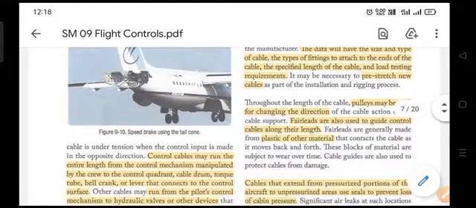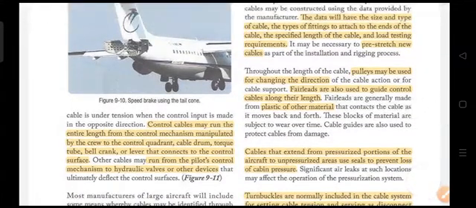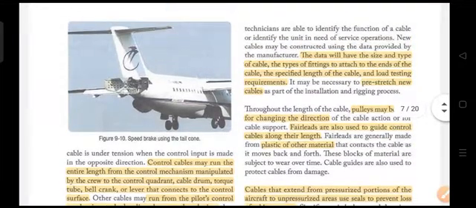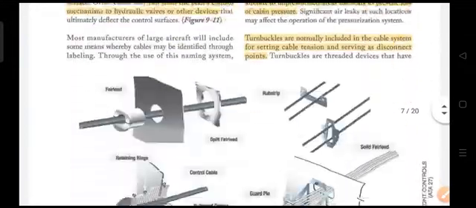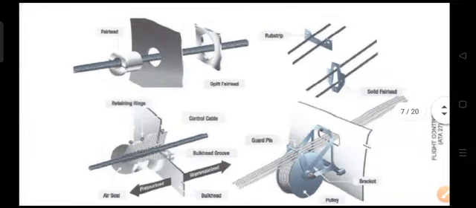So, we have stopped at the point where we are talking about the control cables. We were also talking about the components that are used in a control cable mechanism, or in a mechanical system of control cables, where we have seen what a fair lead is. It is used to guide the cable through a certain portion of the aircraft, and there is a split fair lead also, as you can see.